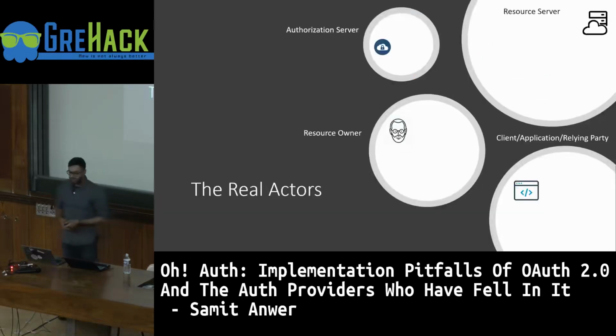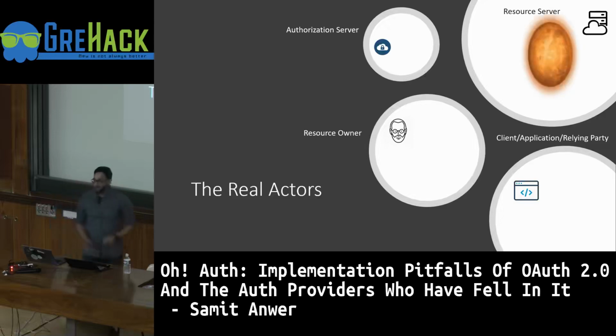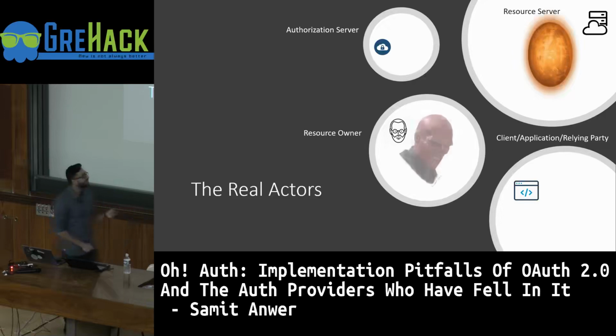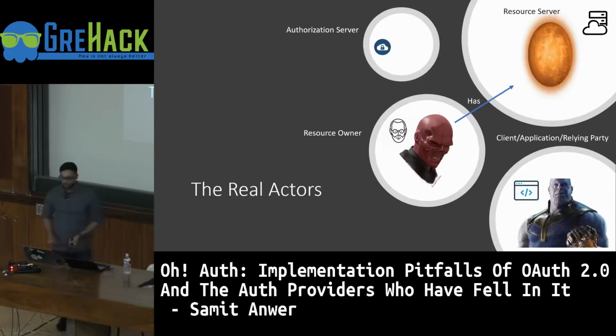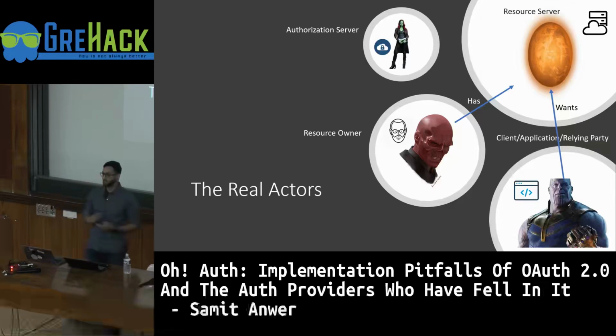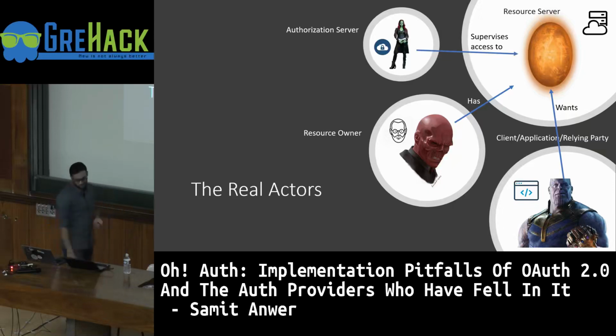So I'm a big fan of Marvel, and I made this small analogy with Avengers Infinity War. So the resource server will be played by the Soul Stone, and as you would know if you've seen the movie, the Red Skull owned or had possession of the Soul Stone. So resource owner, which is Red Skull, has the Soul Stone. And then we have Thanos, who wanted access to the Soul Stone. And then we have Gamora, who knew where the Soul Stone is. It was on Vormir, and she could supervise access to it in a way. So she'll play the role of the auth server.